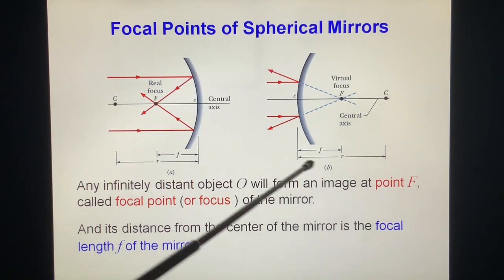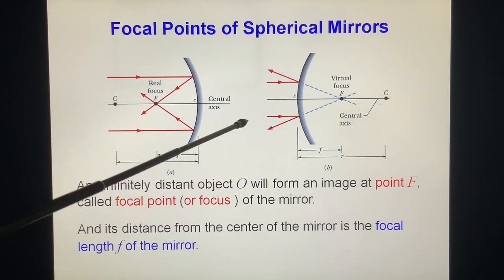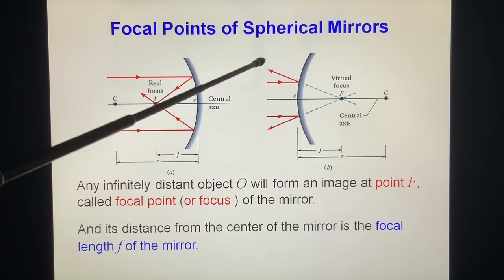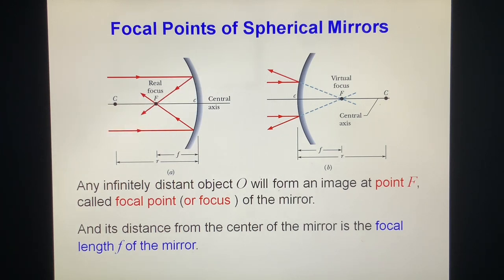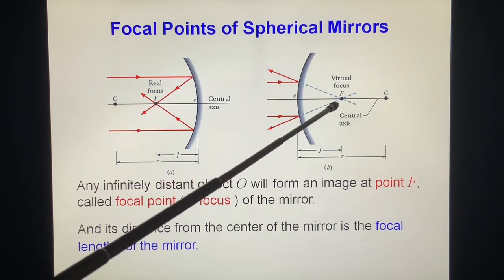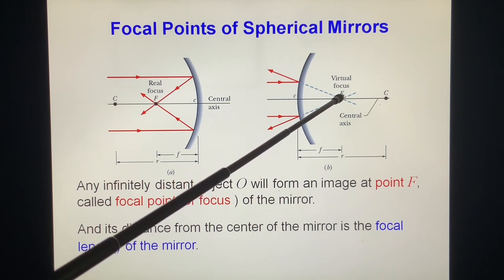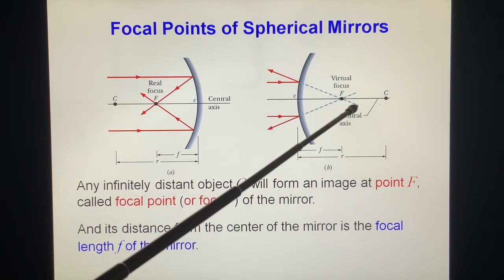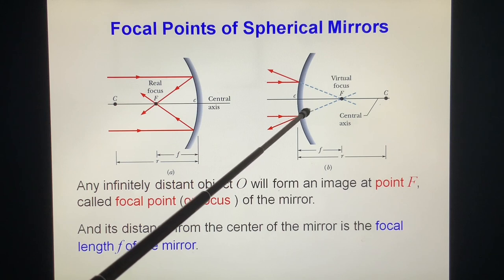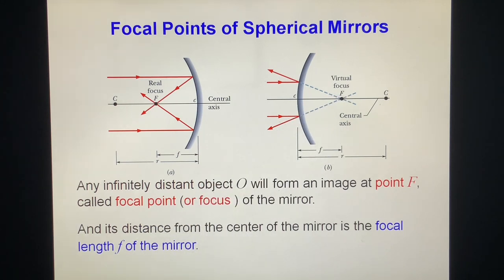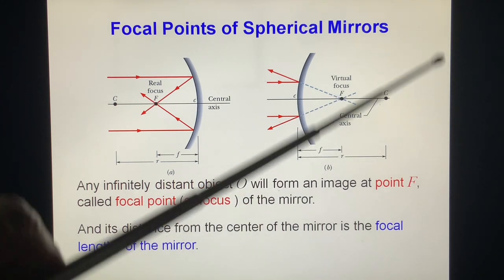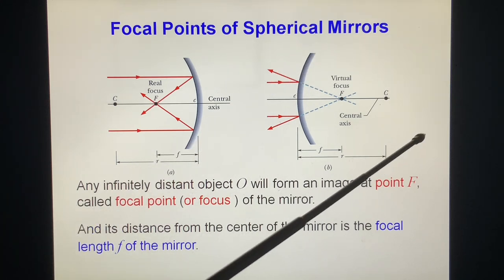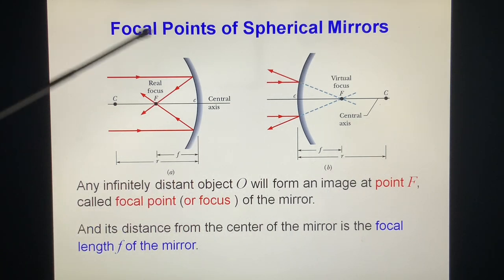This is a convex mirror. Its parallel lines, it reflects. They never intersect on the left, but they can virtually intersect on the right, and this we call virtual focus. And this distance is called virtual focal length. Anyway, anything on the virtual side is a negative number. Anything on the real side is a positive number.